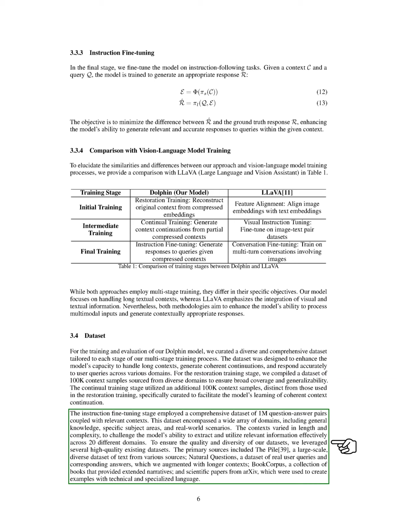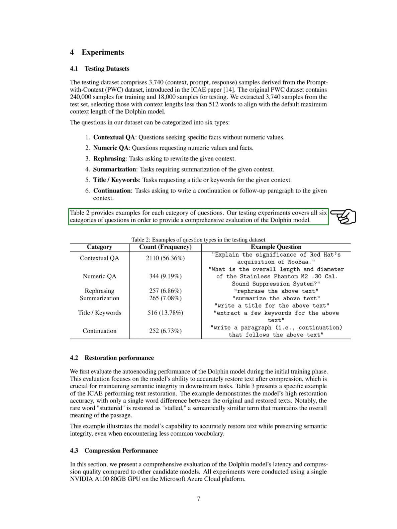To ensure quality and diversity, we utilized several high-quality existing datasets, including the Pile, Natural Questions, BookCorpus, and scientific papers from arXiv. For our experiments, we used a testing dataset of 3,740 samples from the prompt with context dataset, focusing on contexts shorter than 512 words. The questions in our dataset fall into 6 categories: contextual QA, numeric QA, rephrasing, summarization, title, keywords, and continuation. We designed our testing experiments to cover all 6 categories for a thorough evaluation of the Dolphin model.